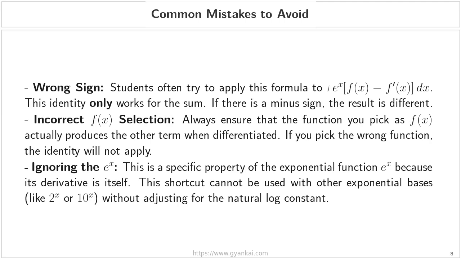Finally, and this is a more conceptual mistake, don't forget the importance of the e to the x. This shortcut works specifically because the derivative of e to the x is itself, e to the x. This is a unique property of the natural exponential function. You can't use this shortcut directly with other exponential bases, like 2 to the x or 10 to the x, without first adjusting for the natural logarithm constant. If you were to encounter those, you'd need to incorporate a natural log term into your solution.